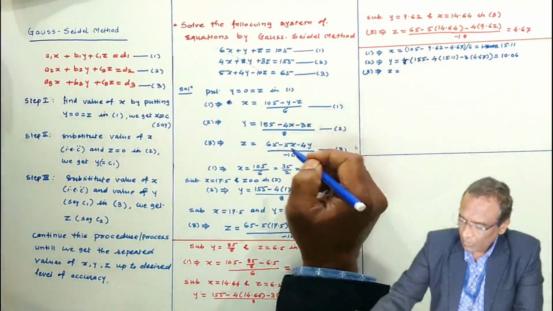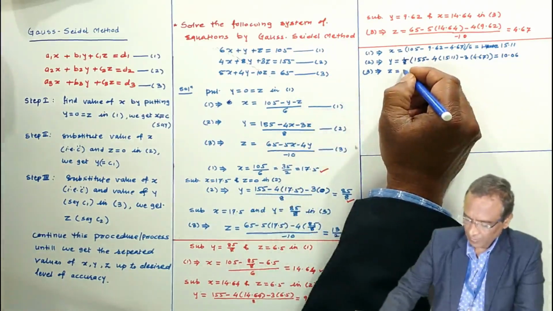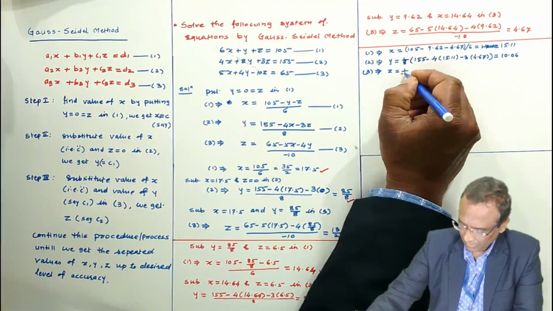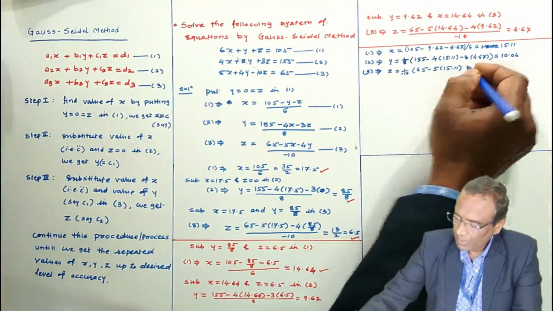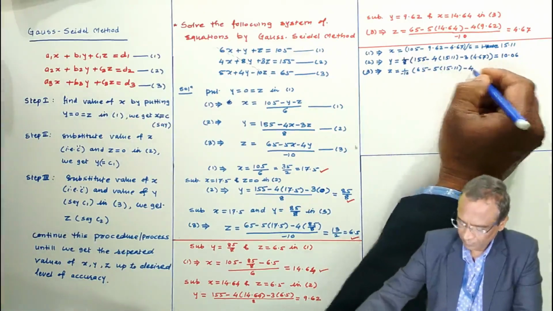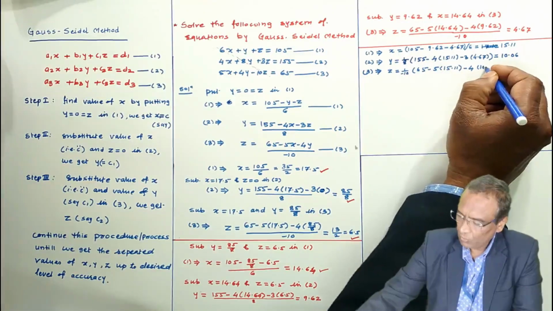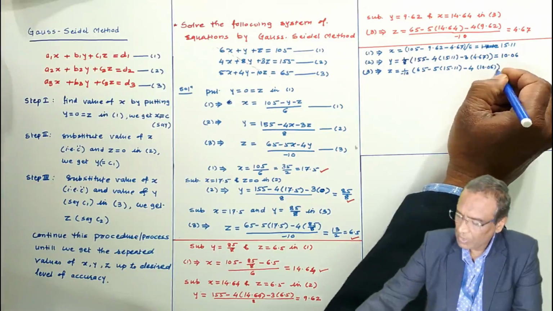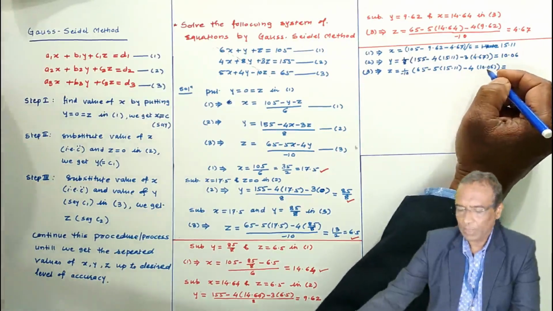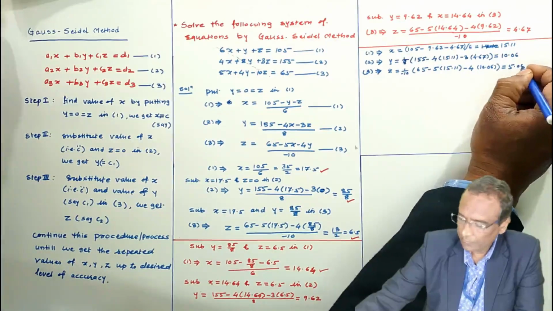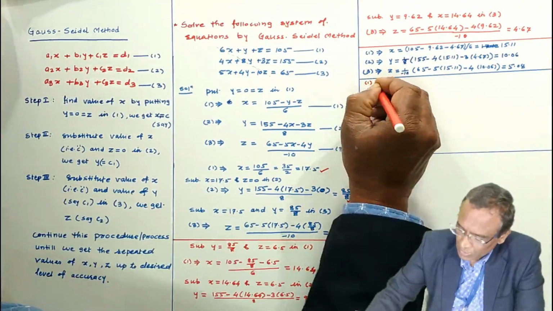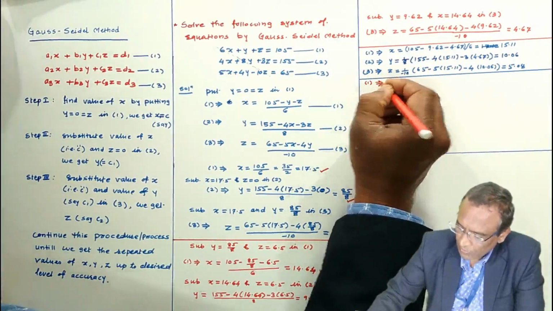Now substituting in equation 3, I'll get value of z. The latest value of z is 65 minus 5 into x. x is 15.11, minus 4, y is 10.06, and if you calculate it, this is coming to be 5.08. Now one more iteration.